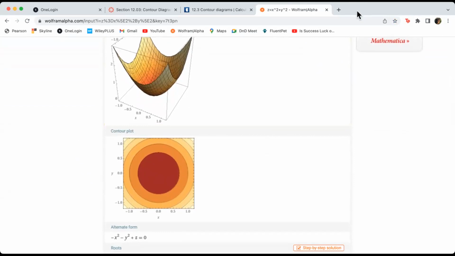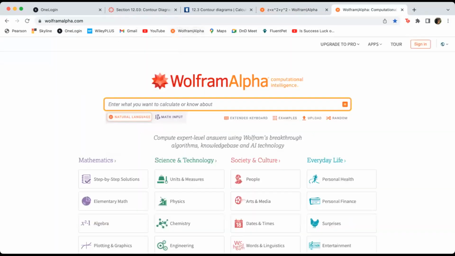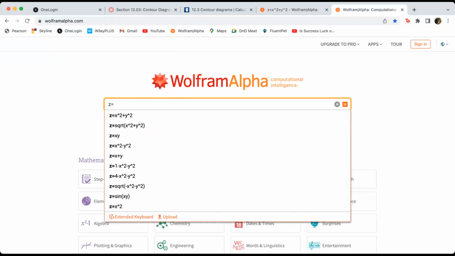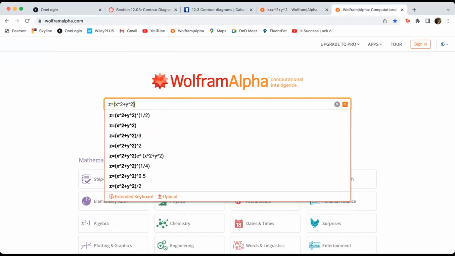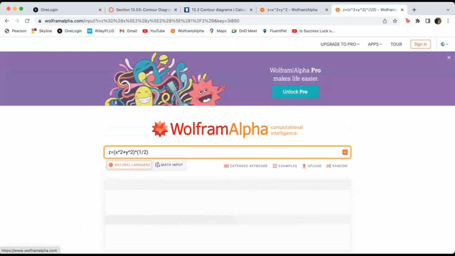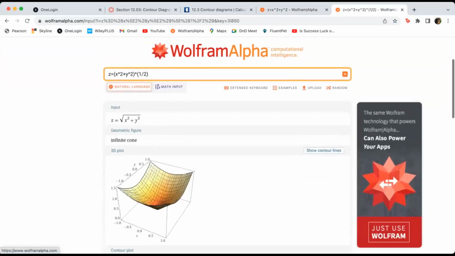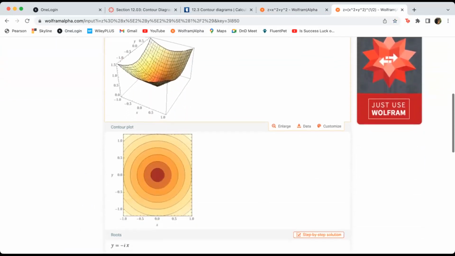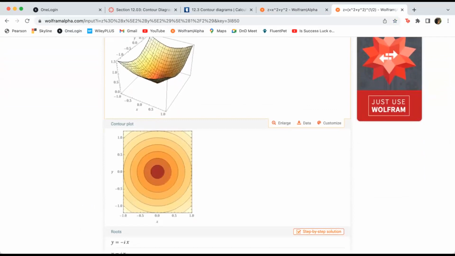Now, let's look at z equals the square root of x squared plus y squared. Hard to see with the resolution, but now look at the contours from the top. We still get circles, but instead of the circles getting closer together, the circles are evenly spaced, because when we look at this from the side, we're just getting a cone, and we've got this V-shaped line.